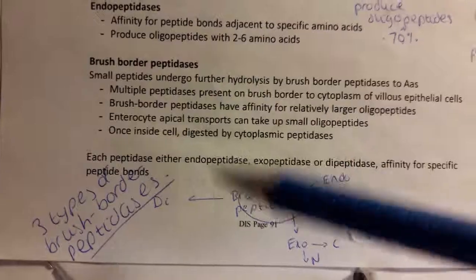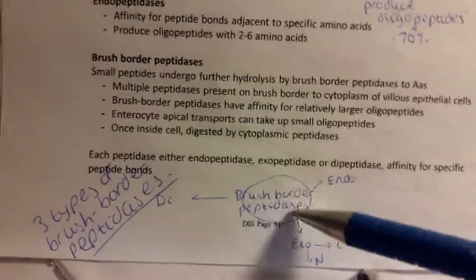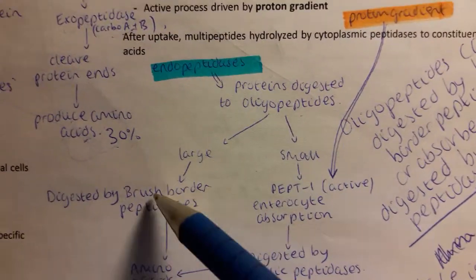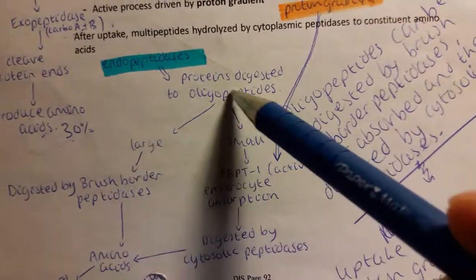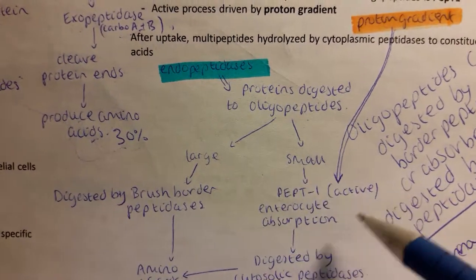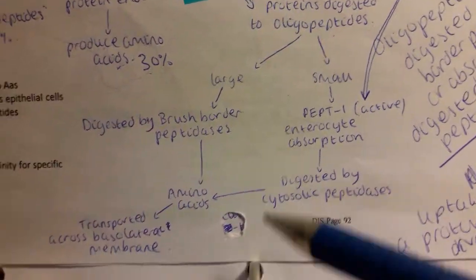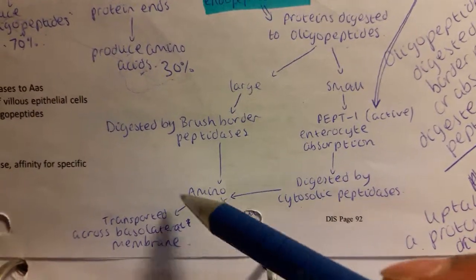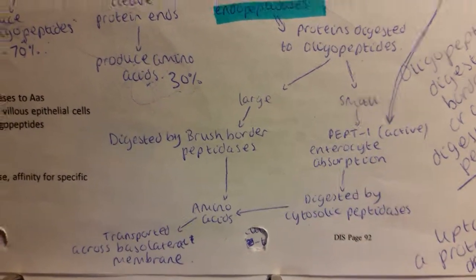The oligopeptides are then dealt with at the brush border by brush border peptidases. So that's shown here, digestion by brush border peptidases, and that's if the oligopeptides are large, but if they're small, then they're taken up by enterocytes via PepT1 enterocyte absorption, where they're digested by cytosolic peptidases. That gives you amino acids, which then cross the basolateral membrane.